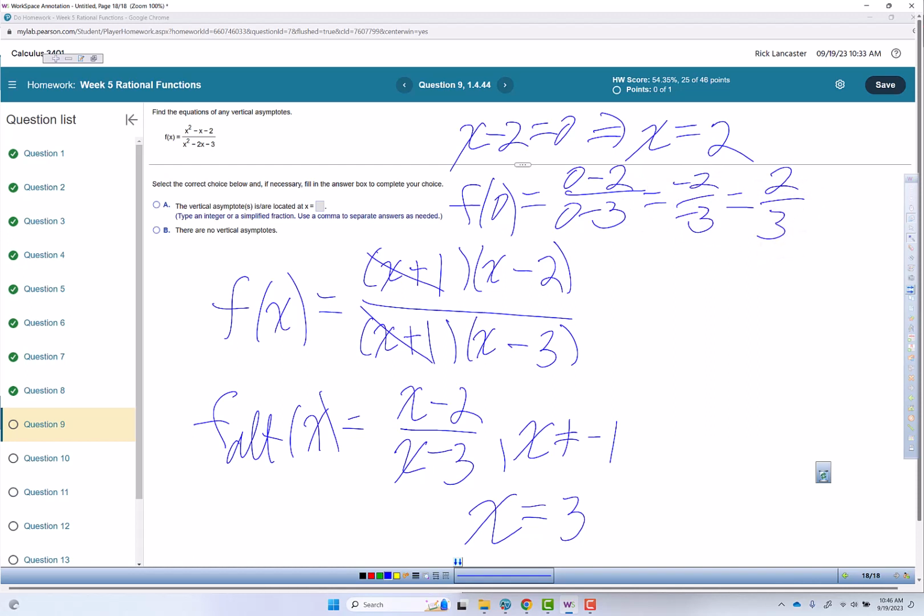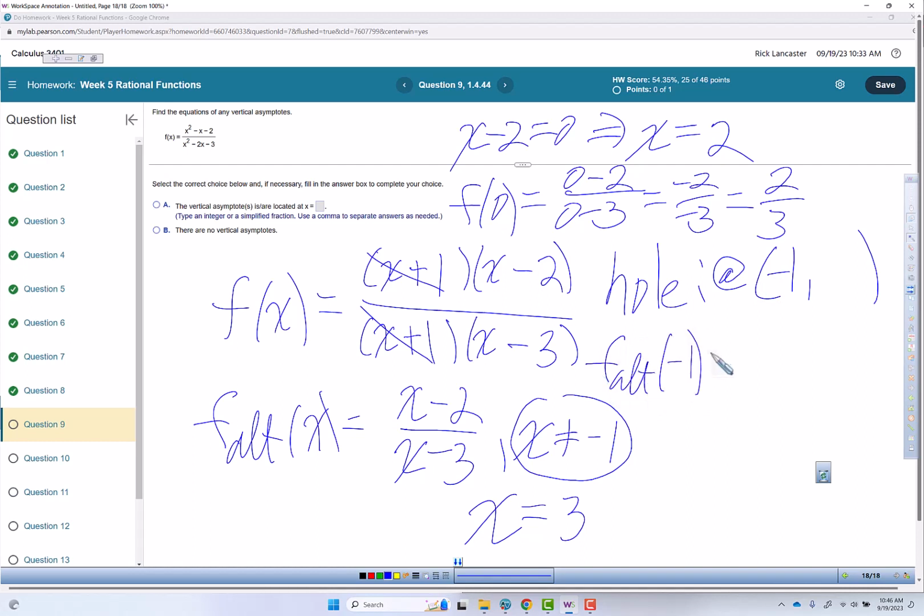And then the coordinates of the hole. We know that the hole is going to be where these two factors are 0. So x equals negative 1 is going to be the x coordinate of the hole. So where do we get the y coordinate of the hole? We evaluate the alternate f of x at negative 1. So f alt at negative 1 is negative 1 minus 2 over negative 1 minus 3. So negative 3 over negative 4, or 3/4.